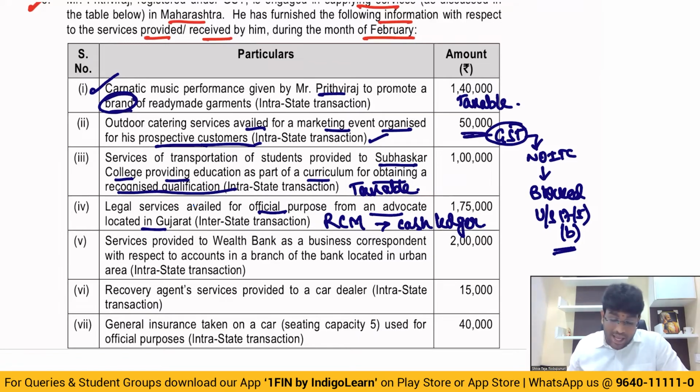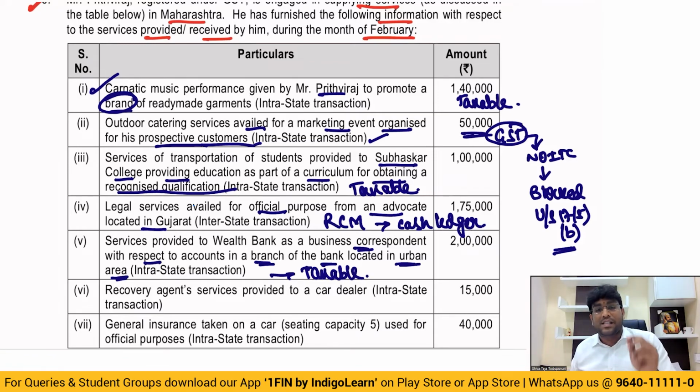Excellent. Next point. Service provided to Wealth Bank as a business correspondent with respect to accounts in a branch of a bank located in urban area. This is also taxable because service provided as a business correspondent is exempt if it is related to the accounts in a rural area. If it is a branch located in rural area, that service will be exempt. But if the branch is located in urban area, that service will definitely become taxable, guys. I hope you are getting clarity, everyone.